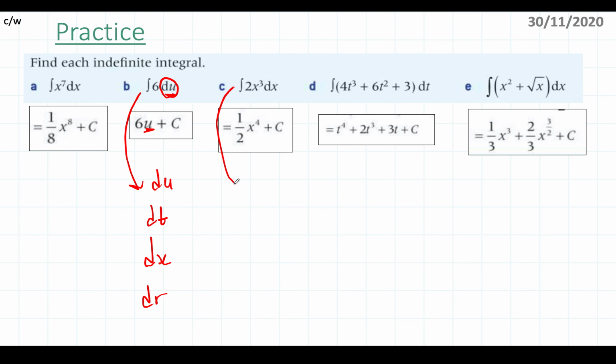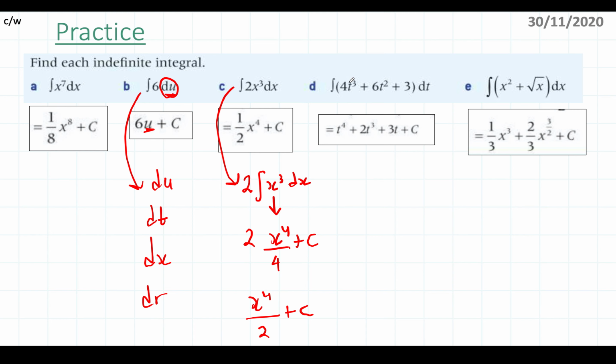This is where you take the constant out. So 2 times the integral of x cubed dx, you're going to integrate this, and then your answer is going to be x to the power of 4 over 4 plus c. And then you just simplify your answer. So it's going to be x to the power of 4 over 2 plus c.